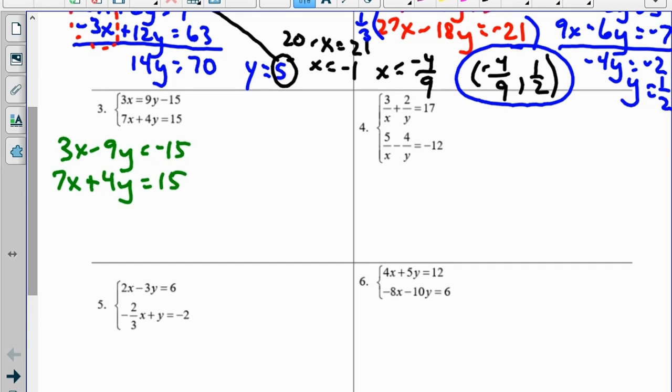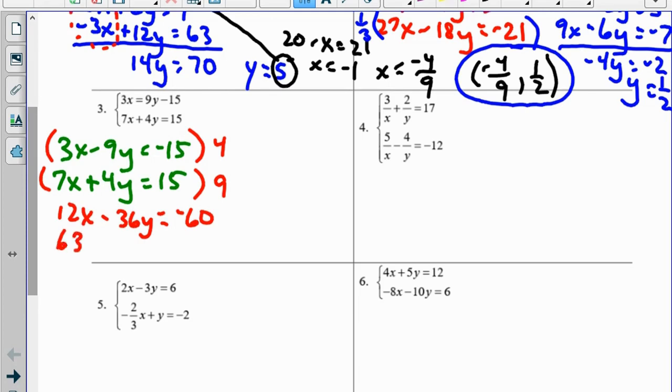So if you have this, what you would end up doing here is you would multiply the top equation and the bottom equation by something. So you could, for example, multiply the top equation by 4 and the bottom equation by 9. What that will end up doing is get negative 36y in the top equation and 135 down here. So that'll get positive 36y in the second equation. What will end up happening is the y's will cancel.